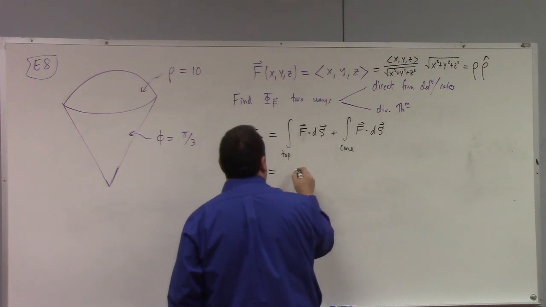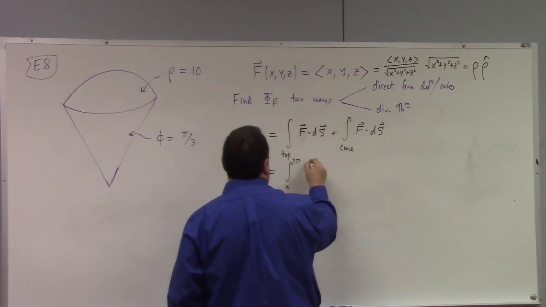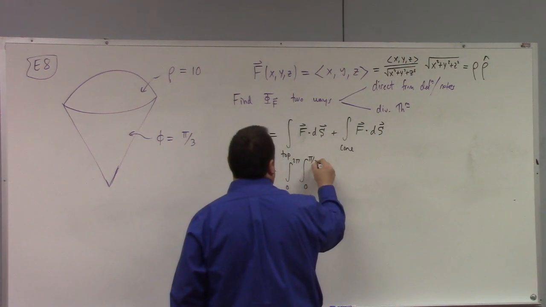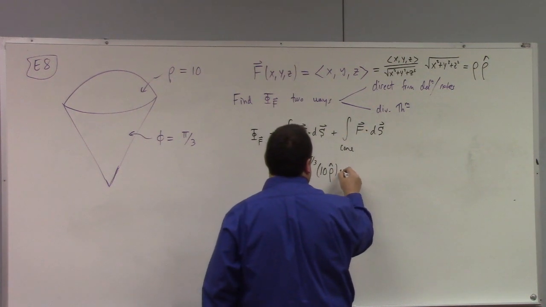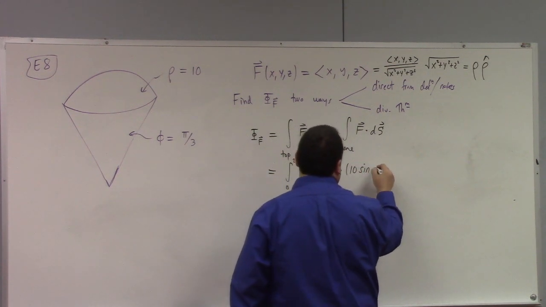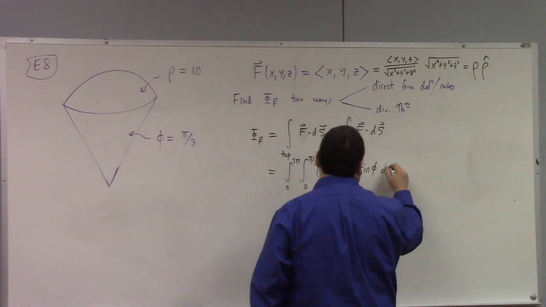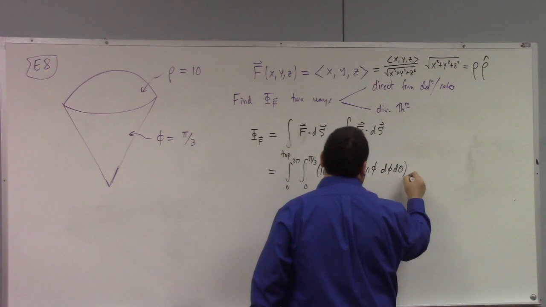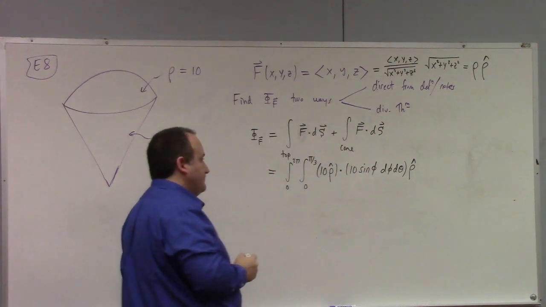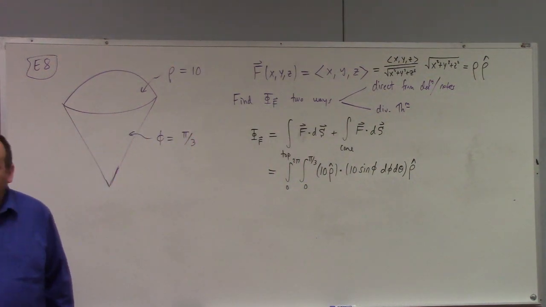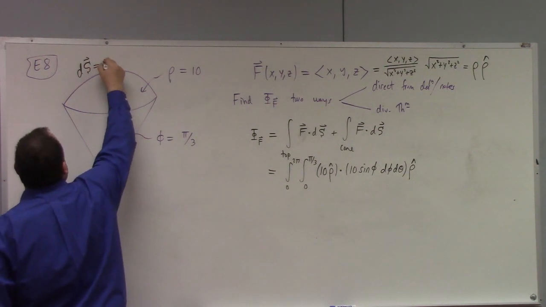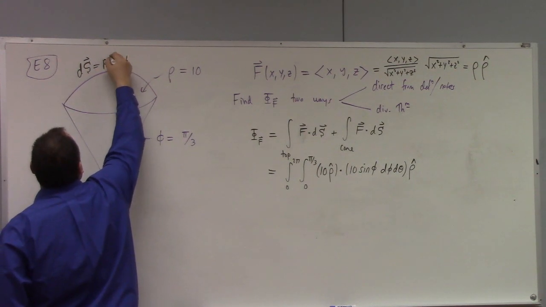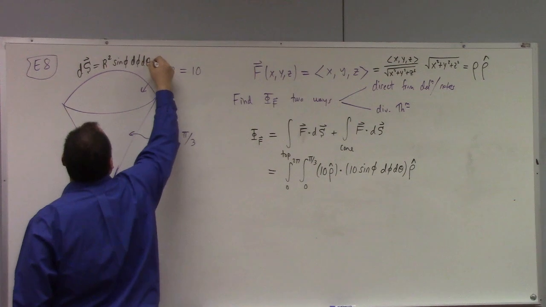Now you guys help me out. The top, we're doing the integral from 0 to 2 pi, the integral from 0 to pi over 3 of what we got. We've got 10 rho hat dot product with 10 sine phi d phi d theta rho hat. Where did that come from? Something you should definitely have on your formula sheet is that, like up here, you've got dS vector is r squared sine phi d phi d theta rho hat.